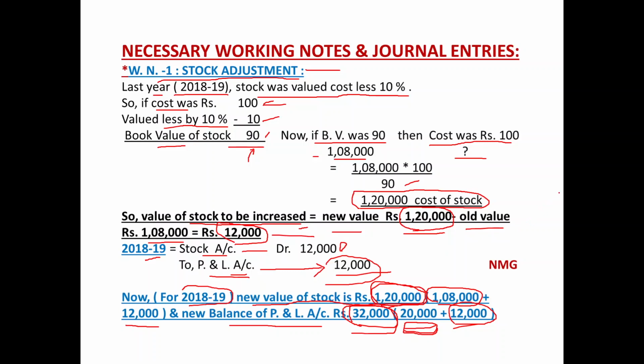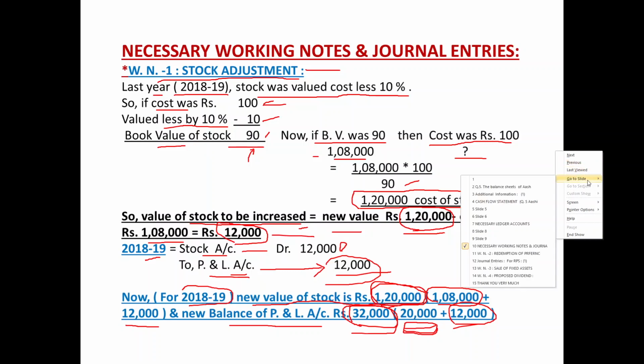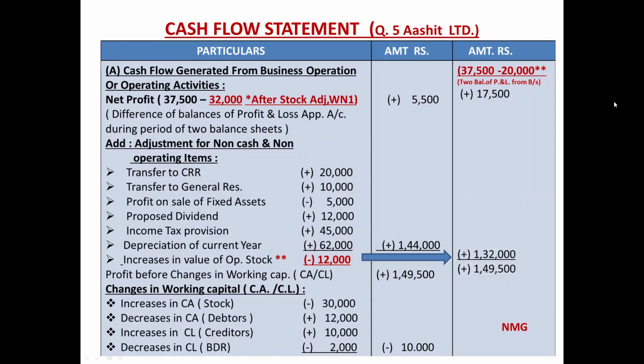Now we can decide the net profit of the year because we already gave the stock adjustment entry and we decided the new balances of stock as well as the profit and loss account for the last year. Let us decide the profit of the year in the cash flow statement. Don't forget the new balance of profit and loss account of the last year is now 32,000 and the value of the stock for the last year is 1,20,000. Have a look.